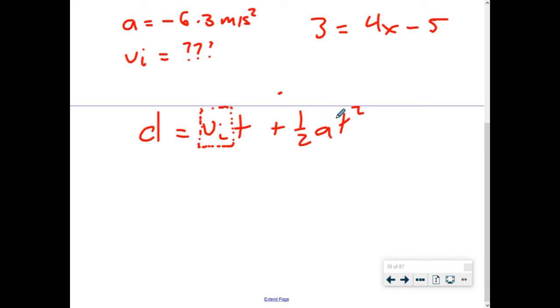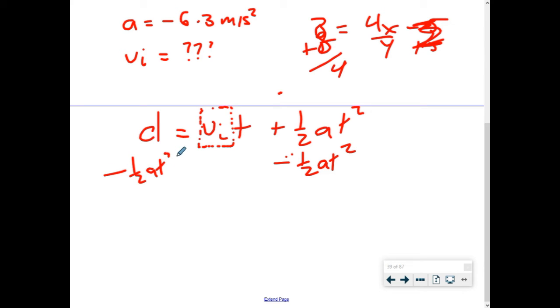So just as a quick algebra recap, if you want to isolate for VI, it's similar to what you do here. Over here, you'd have to add 5 to both sides. And then once you do that, you divide both sides by 4. So it would be 8 over 4. While doing the same thing here to isolate for VI, you're going to have to subtract 1/2 AT squared from both sides. And that'll cancel that off. Which means you'll then have D minus 1/2 AT squared. And it'll then equal VI.